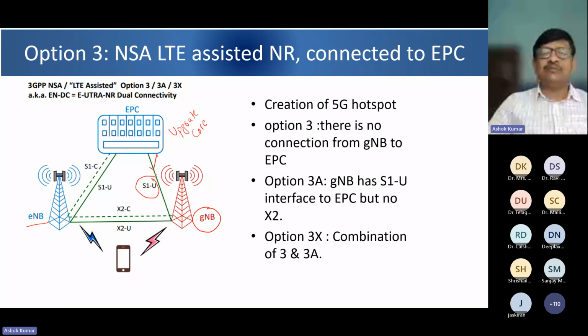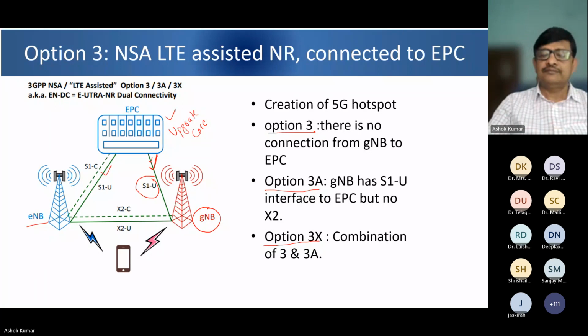If that is not possible, then your eNode B is sort of relaying the control plane traffic and user plane traffic. The traffic goes to the eNode B, and from the eNode B it goes to the core. So initially they will deploy option 3. Once their EPC is ready and there is connectivity available, they can go to option 3A. And they can also look at option 3X, where some part of the data can go on S1-U of the gNode B, and some part of the data can go on S1-U of the 4G. Did I answer your question?